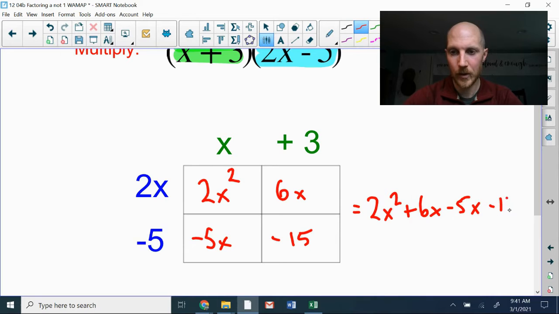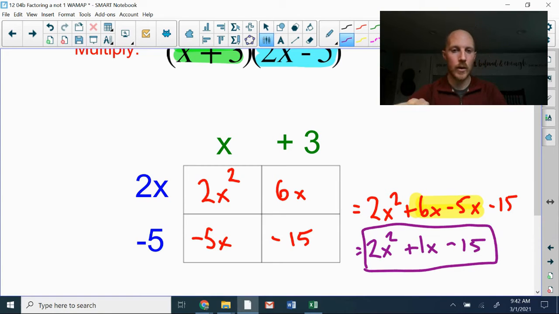And lastly, we're going to combine any like terms, which I have right here. +6x and -5x, those are like terms. So I can combine them. So I will get 2x squared. Positive 6 minus 5 is going to be positive 1. You don't have to write the 1. You could just put plus x equals 15.